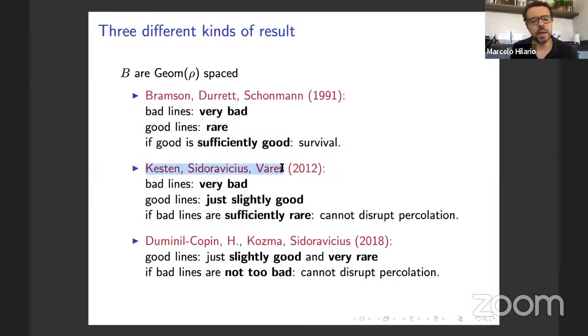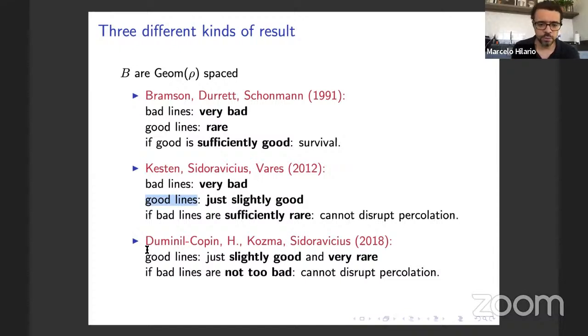On the other hand, Kesten, Sidoravicius, and Vares studied oriented percolation, which is similar to the contact process, a discrete version, but now with the bad lines transversal to the direction of time. So it's a much more complicated problem in this sense. But the qualitative picture here is that even if bad lines are very bad, if good lines are just slightly good, and bad lines are very, very rare, then these bad lines are not going to be able to disrupt percolation, even though they are perpendicular to the time direction.